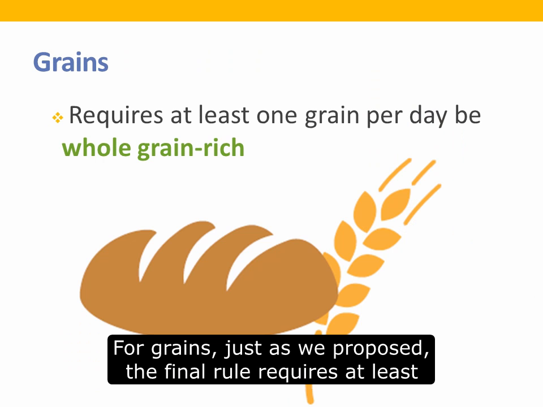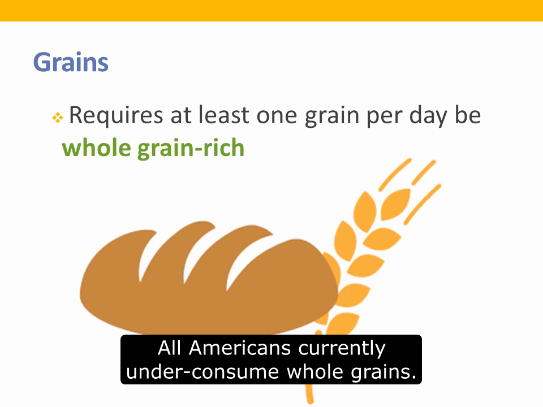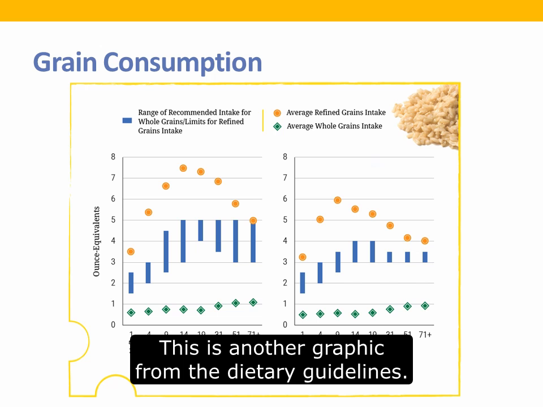For grains, just as we proposed, the final rule requires at least 1 grain per day be whole grain rich. All Americans currently underconsume whole grains. This is another graphic from the dietary guidelines.